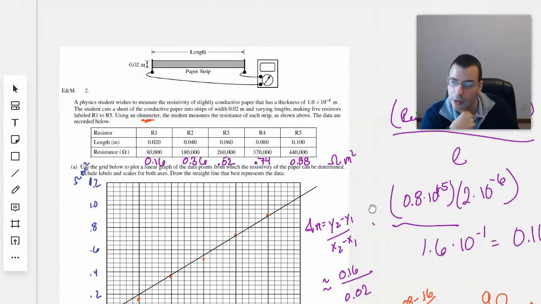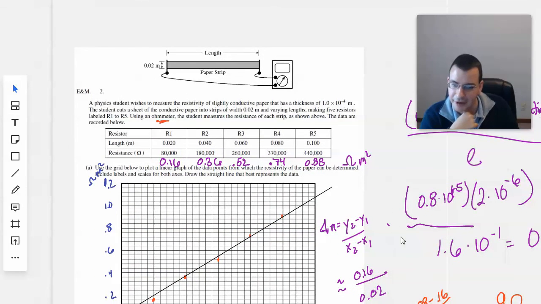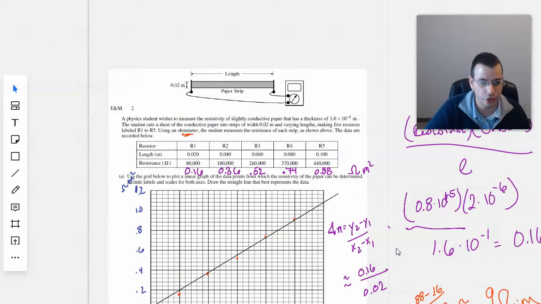So, yep, that's an example of what we would do with resistivity.